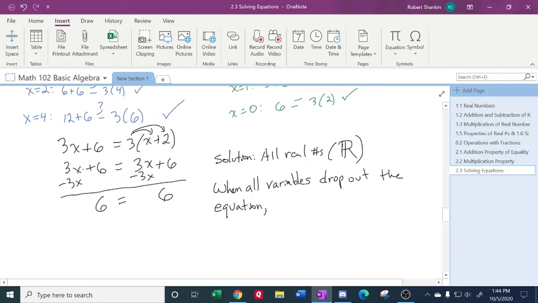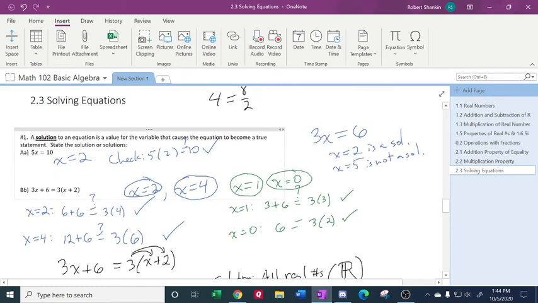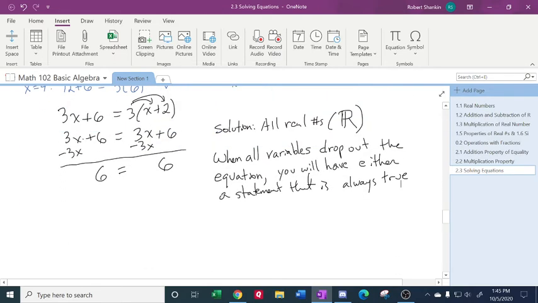When all the variables drop out, you will have either a statement that is always true or always false, because other statements like 5x equals 10 can be true or false depending on what number you plug in for x. But this one, there's no number to plug in, there's no variable.